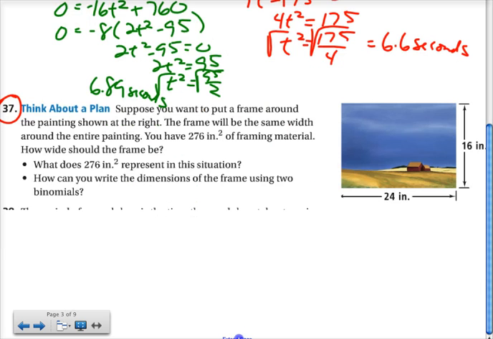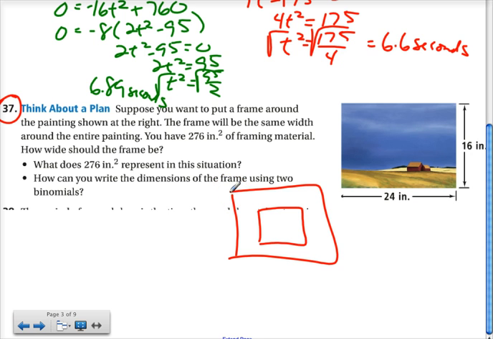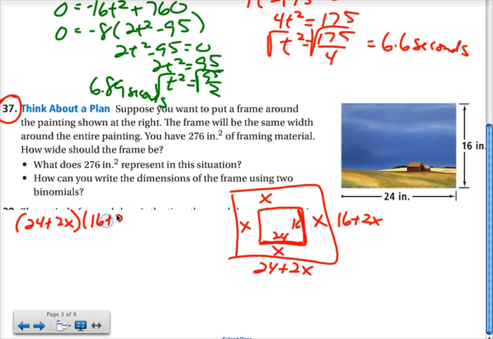Then number 37, for this one, you want to think, all right, I've got this picture that's 16 by 24, and we're going to add x on all the sides. So what we have to do is figure out what the whole area is and then subtract the area of the picture. And the entire area, well, this was 16, but now they've added 2x, so this is 16 plus 2x. And this was 24, but they've added 2x, so that'll be 24 plus 2x. So the area of the whole thing with the frame is 24 plus 2x times 16 plus 2x.